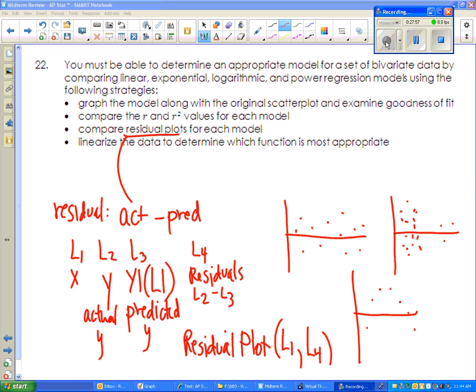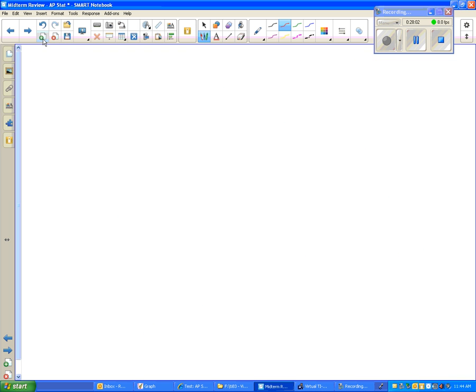The other thing you also have to remember how to do is to linearize the data. And so when you're linearizing data, remember that if you have your original X's in list 1 and your original Y's in list 2, list 3 you would basically take the natural log of list 1, and that would be your log of X.